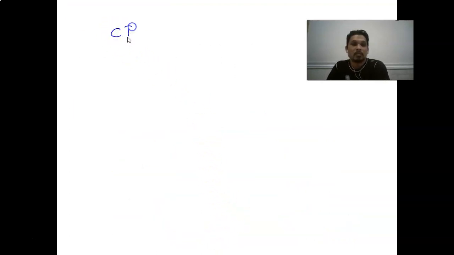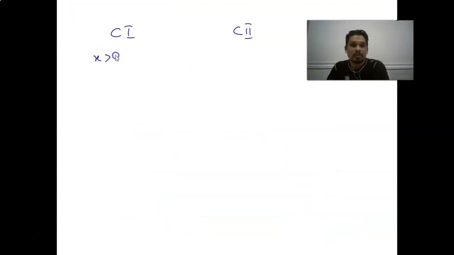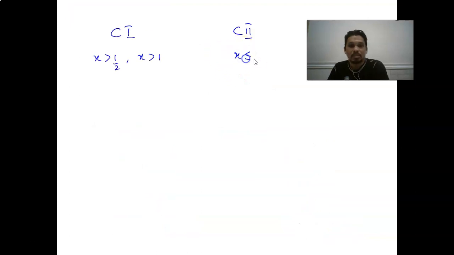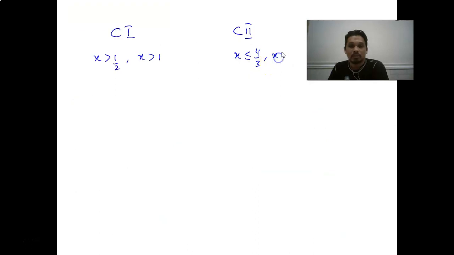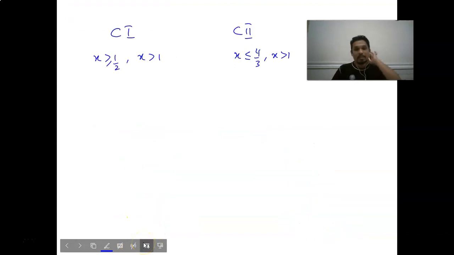Okay, case number 1 and case number 2. Just now: x greater than half, x greater than 1, x greater than half, and x greater than 1. For case 2: x less than or equal to 4 over 3, x less than or equal to 4 over 3, and x greater than 1. For this one, greater than. Okay, so greater than, equal to, greater than, or equal. That's it. Okay, so now let's solve the first part here.